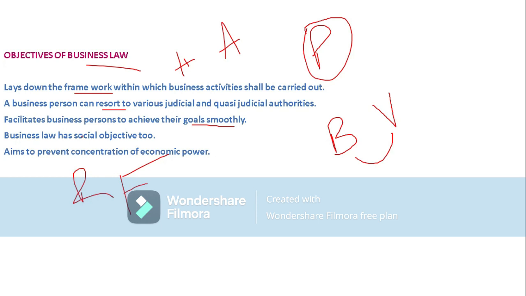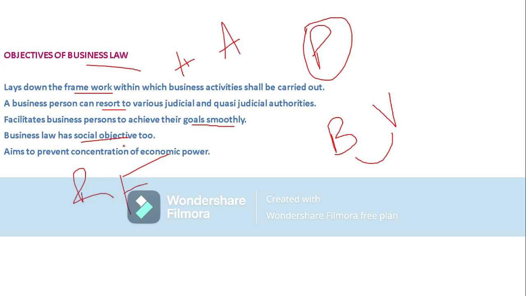Likewise, business law has social objectives too. Not only the administration aspects, but business law also has social objectives. Social objectives means the anti-competition laws, the pollution control laws, environmental aspects. Likewise, laws concerning regulation of essential commodities and prevention of food adulteration in the interest of consumers go a long way in serving social objectives.